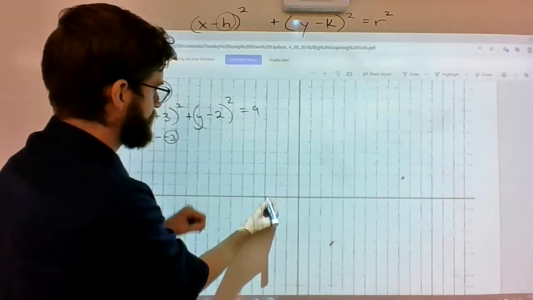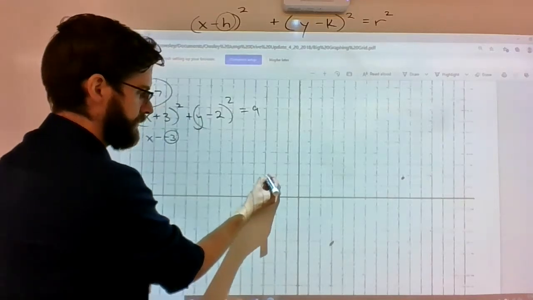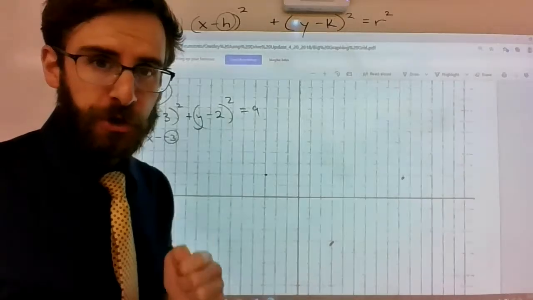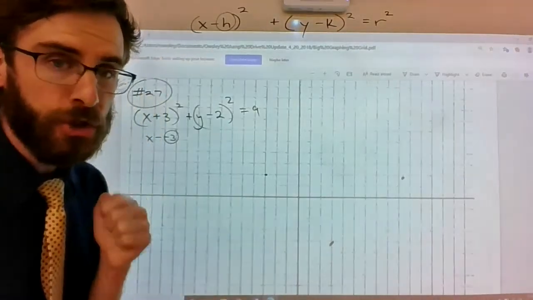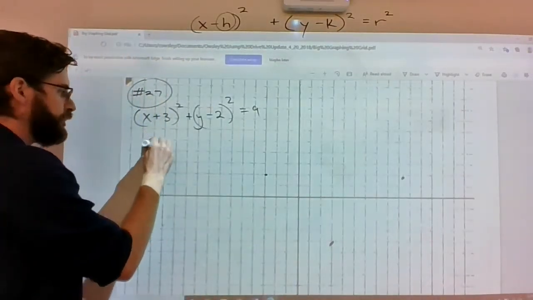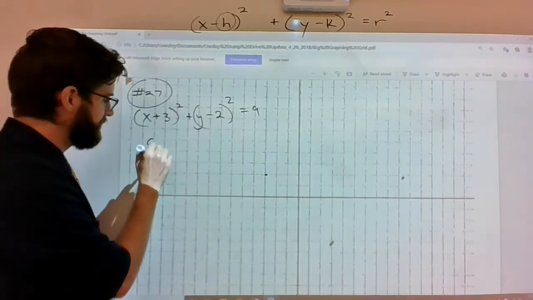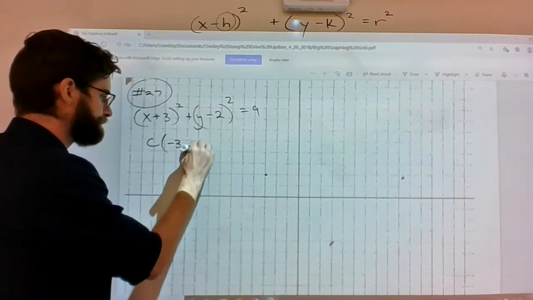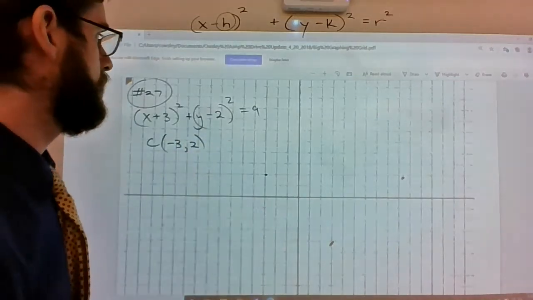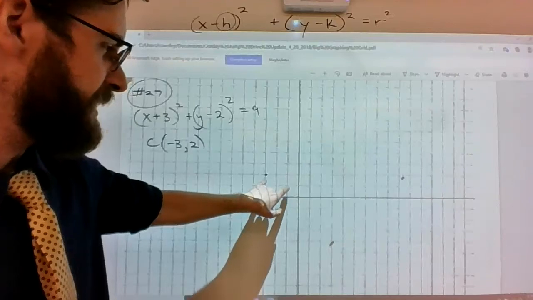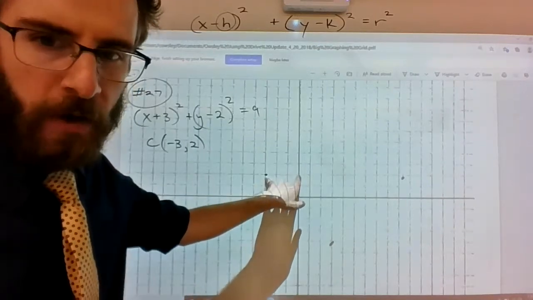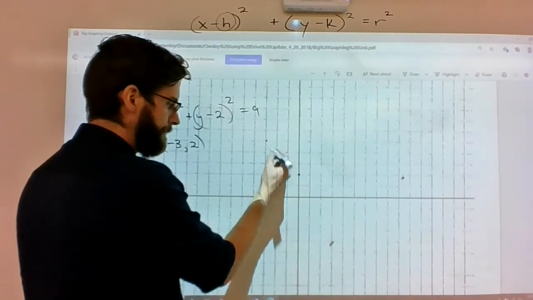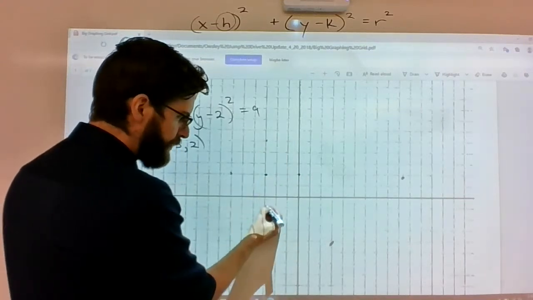up k units, up 2 units. So there's the center of my circle now. The center of my circle is at (-3, 2). Usually you use the letter C to denote the center of a circle. Okay. Now, the radius is basically the distance from the center to any endpoint on the circle. So 3 units out, 3 units up, 3 units left, 3 units down.